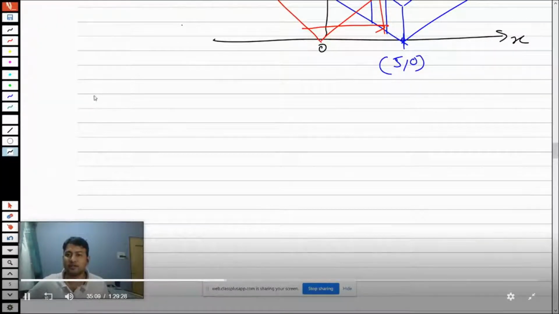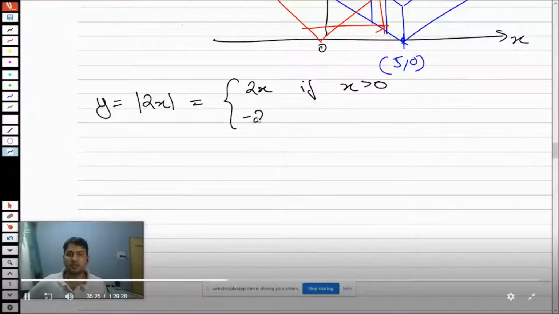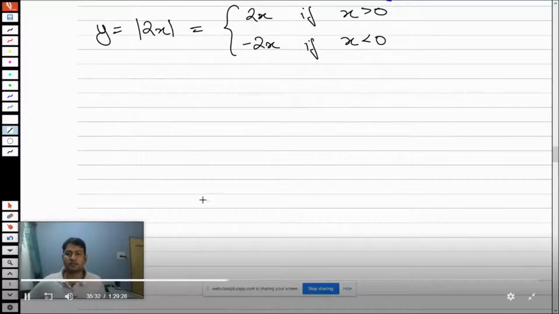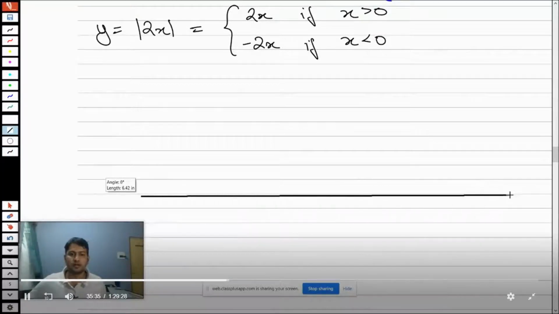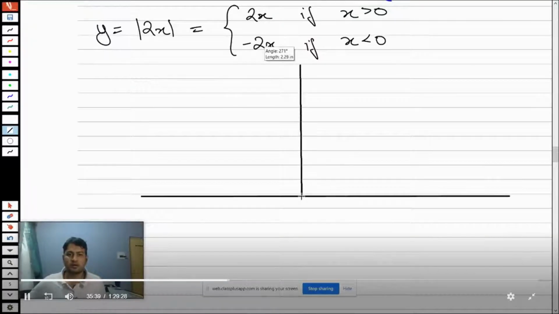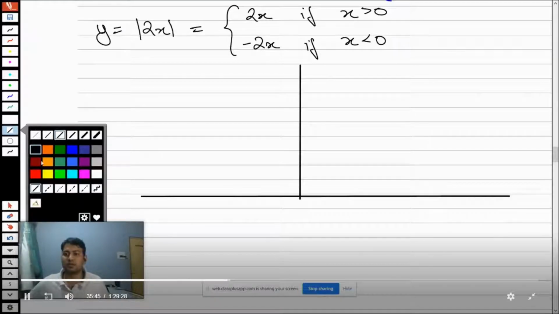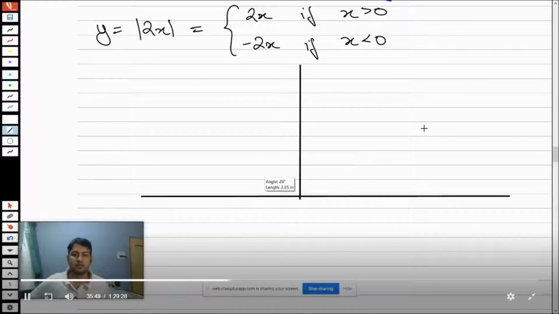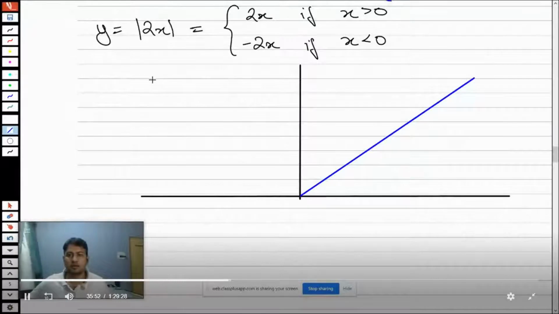Now, the impact of slopes. So let's say I'm interested in y equals mod of 2x. So mod of 2x would be equal to 2x if x is positive and minus 2x if x is negative. So what does it look like? Let's draw the Cartesian plane again. So this is, let's say, y equals x. It looks like this. y equals mod x looks like this.